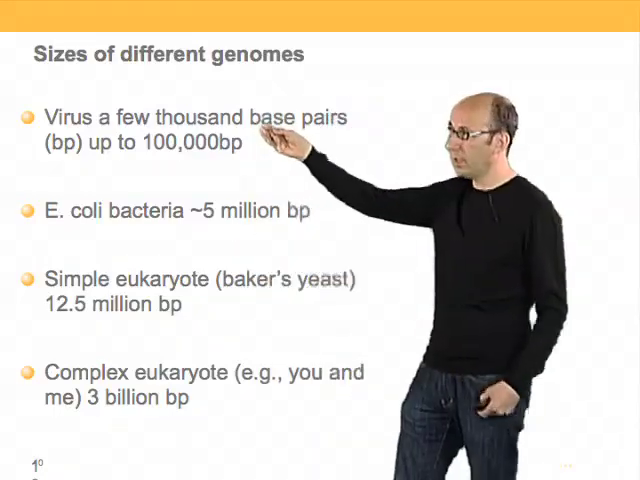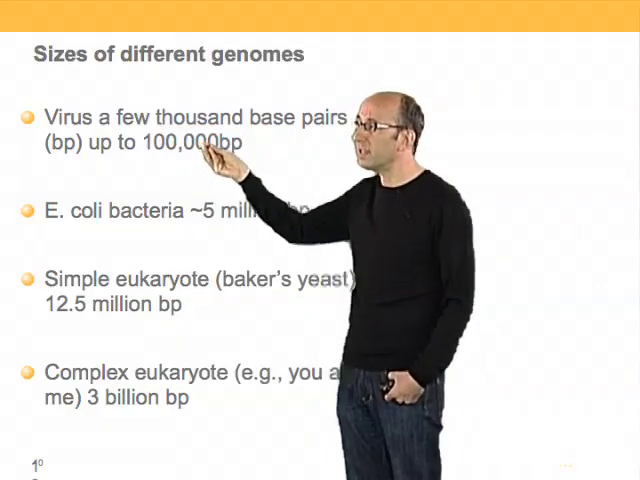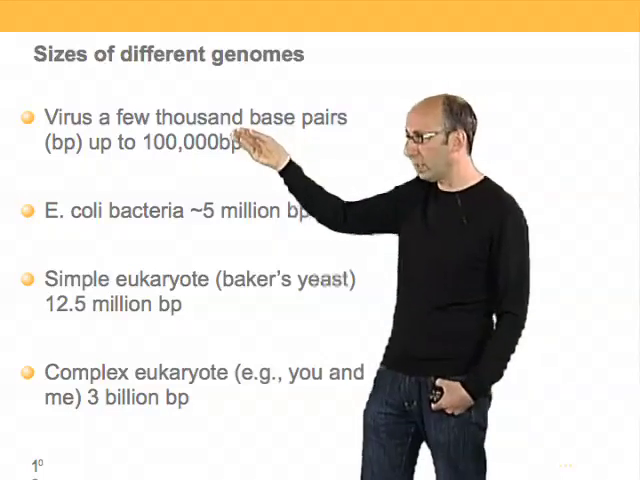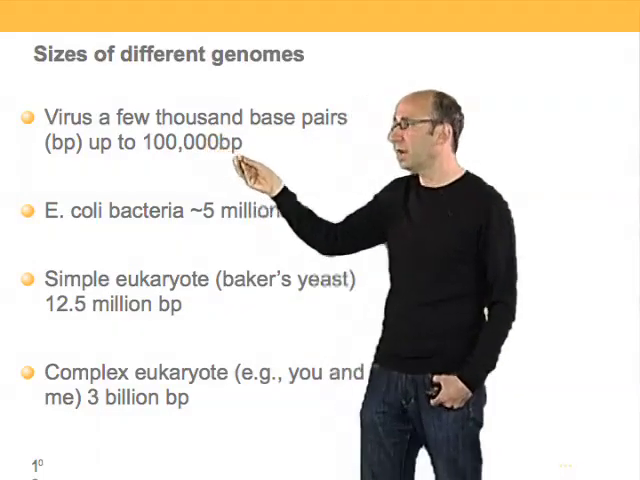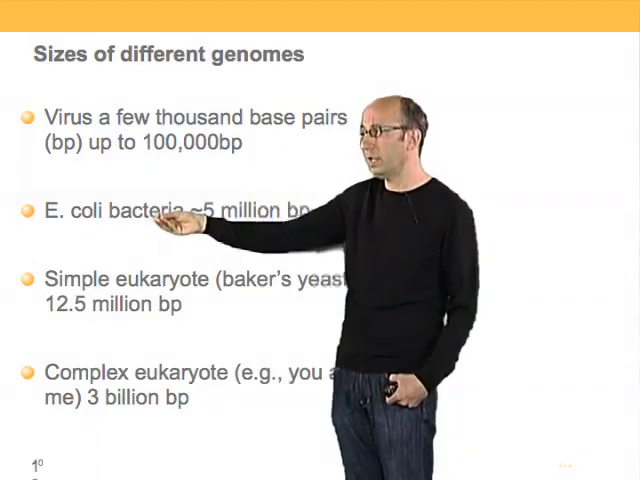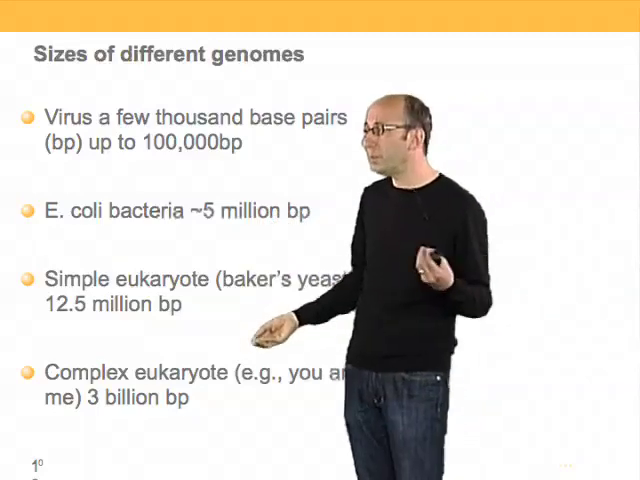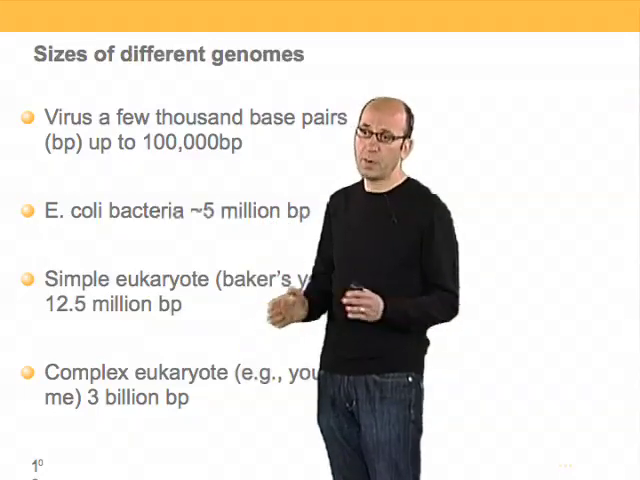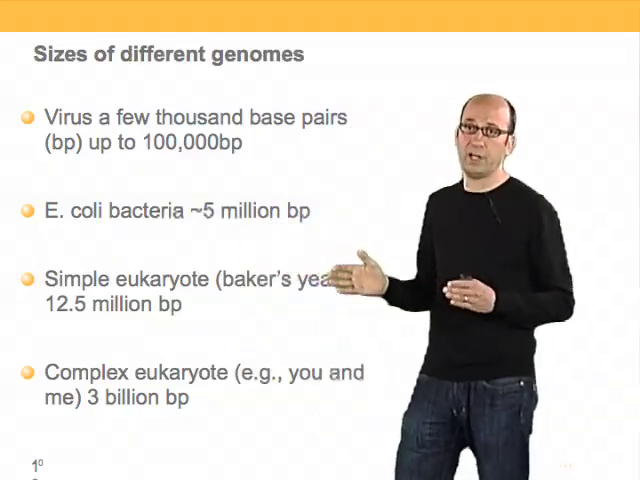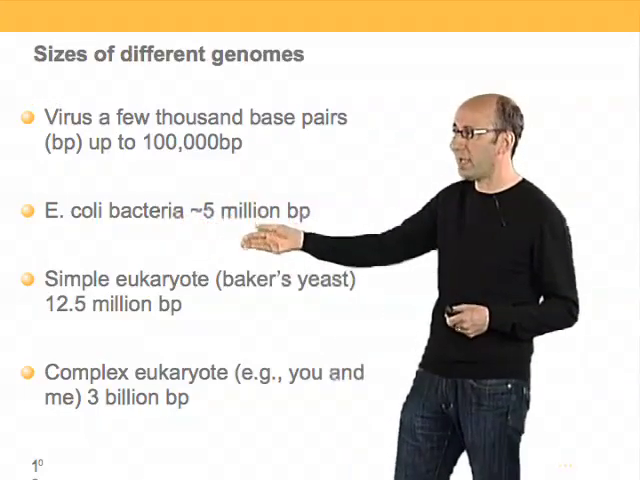So, for example, a virus would have a few thousand up to 100,000 bases, and that really would be readily done by the old gel electrophoresis approaches. Typical bacteria, prokaryote like E. coli, the one living in your colon, has about 5 million bases. Again, it was something that could be done by the gel electrophoresis, but became much easier when capillary electrophoresis got introduced. Similarly with simple eukaryote like Baker's yeast.